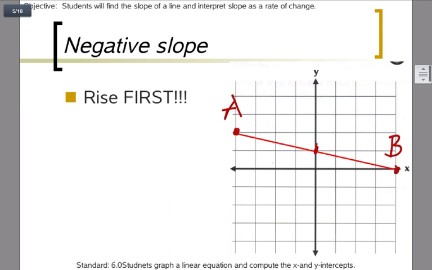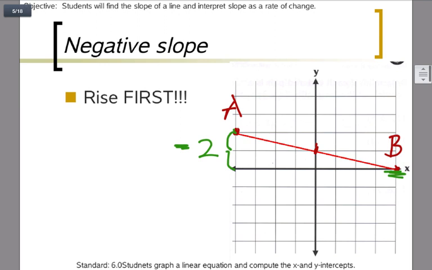Okay, so now rise is always vertical, so vertical goes up or down. It's rise like an elevator. Elevators go up and down. So this time I'm going to go down, and I'm going to go down 1, 2 places, and then I'm on the same level as the B right here. So the rise is 2, but I went 2 down. So to give it direction, I have to say negative 2 because it went down 2.